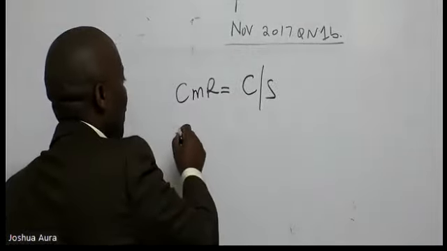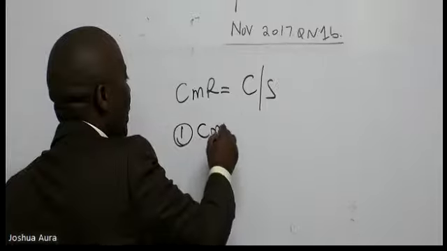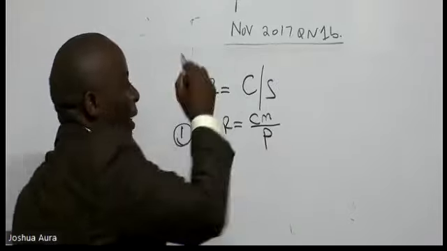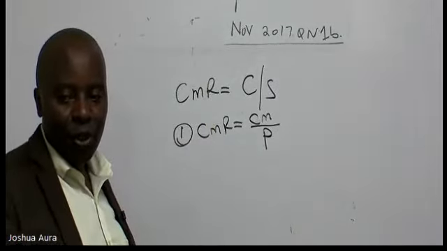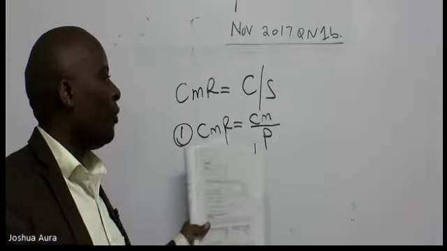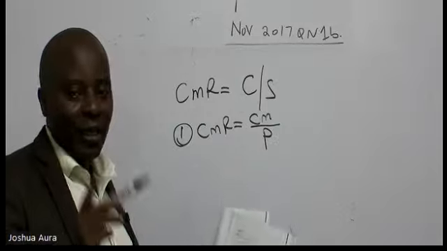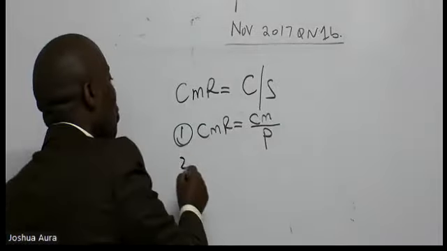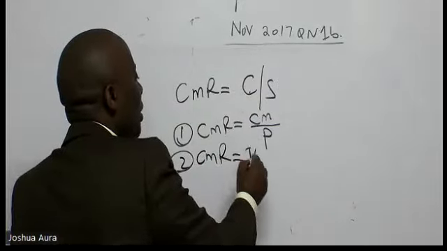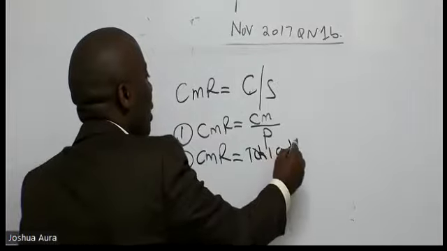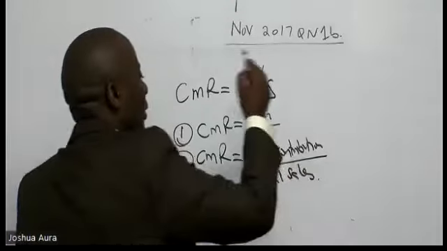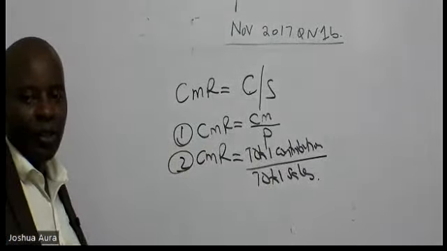There are 2 formulas. Formula number 1, to get CMR, we can take contribution per unit, which is known as contribution margin, and divide this by the selling price. Number 2, you could also adopt this formula where you say contribution margin ratio is total contribution all over total sales. Total contribution all over total sales.